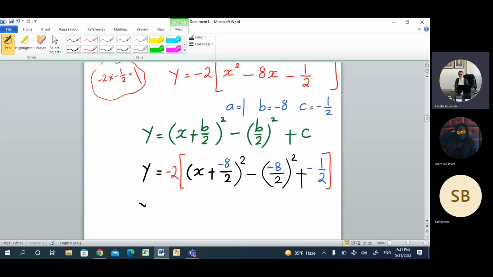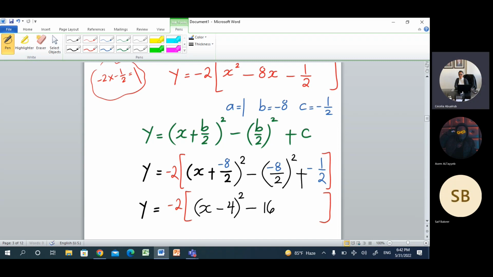Let's simplify now. So y is equal to, don't forget the negative 2 and the squarish bracket. So it will be x minus 8 divided by 2, it's minus 4. Plus minus 4, so it will bring it down to minus 4 to the power of 2. Minus 8 divided by 2, it's negative 4. And negative 4 to the power of 2, it's negative 4 times negative 4, and it's 16.